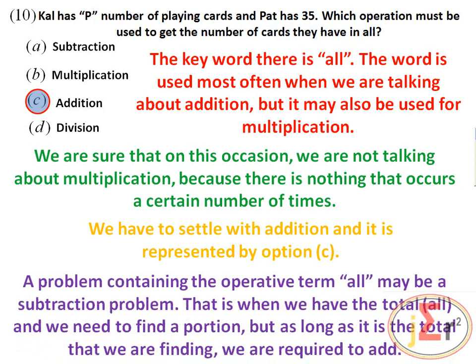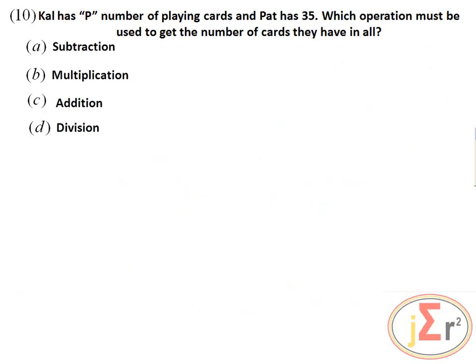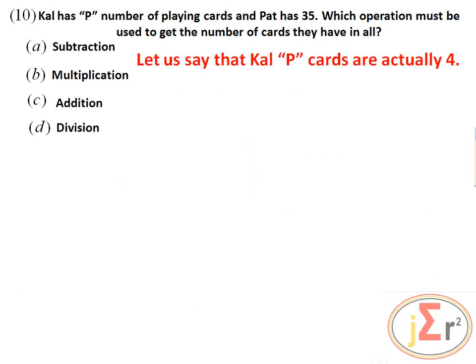A problem containing the operative term all may be a subtraction problem. That is when we have the total or the all and we need to find a portion. But as long as it is the total that we are finding, we are required to add. Let us say that Carl's P cards are actually 4 cards.